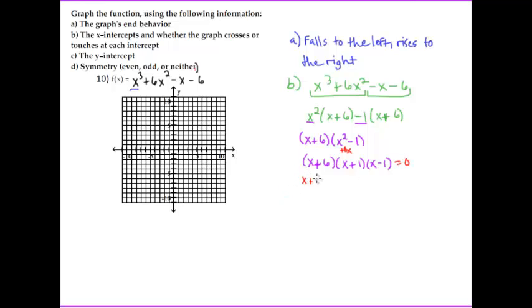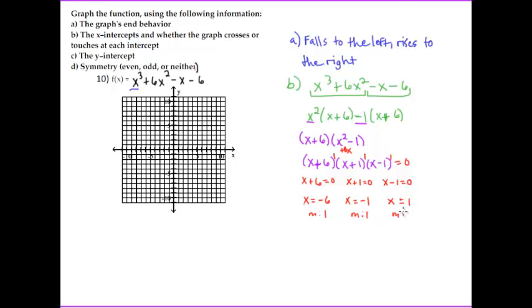So that gives us x plus 6 equals 0, x plus 1 equals 0, x minus 1 equals 0. You are going to have to subtract 6 on the first one, subtract 1 on the second one, add 1 on the last one. And then we look at multiplicity. Multiplicity is the exponents of our terms up here when we set equal to 0. So all 3 of these have a multiplicity of 1.